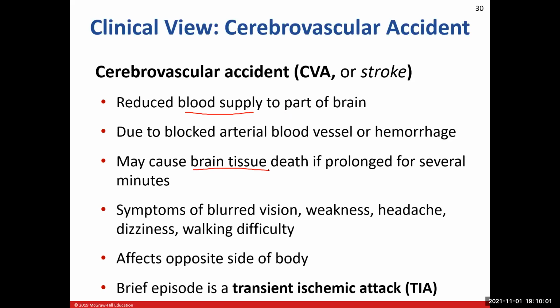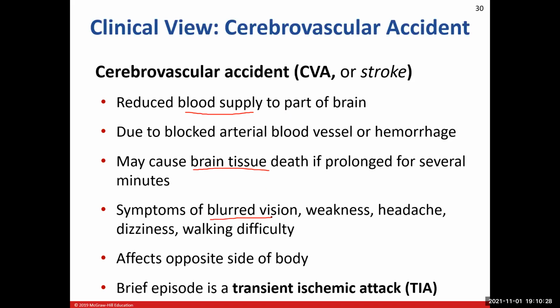I've heard different numbers. I've taken plenty of CPR courses, and 6 always stands out. But I tell folks anywhere between 3 to 6 minutes, you can get severe damage to the brain tissue if they don't have a blood supply. So depending on where this stroke occurs will determine what type of symptoms that you have.